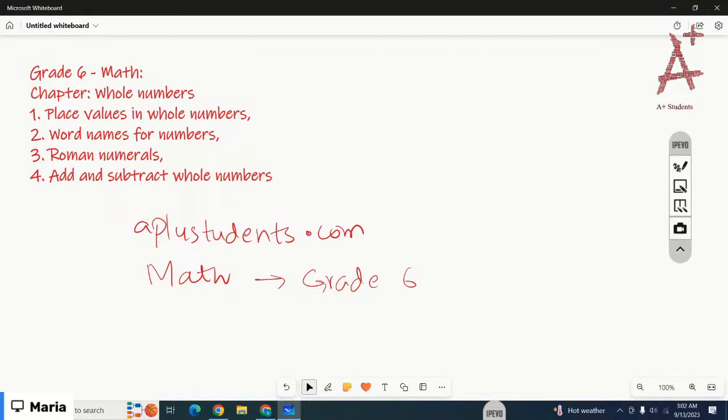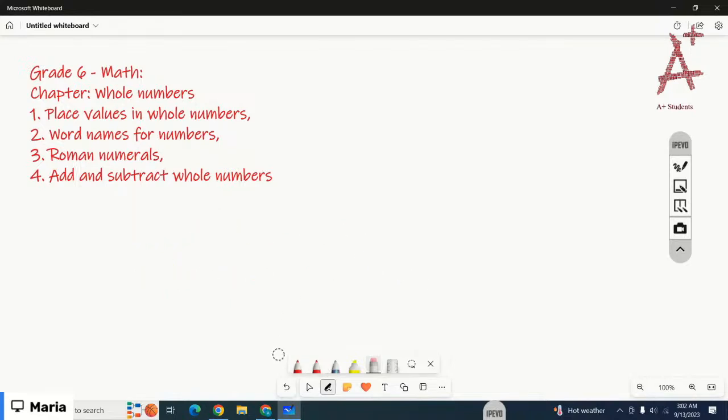The lessons we're going to cover today are place values in whole numbers, word names for numbers, Roman numerals, and add and subtract whole numbers. So let's start with the whole numbers. First, we are going to see what the whole numbers are. What do you know about whole numbers? If you already know something about them, you can write it down in the chat box. Please make sure you have your notebook and pencil so that you can note down the important examples and definitions as well, right?